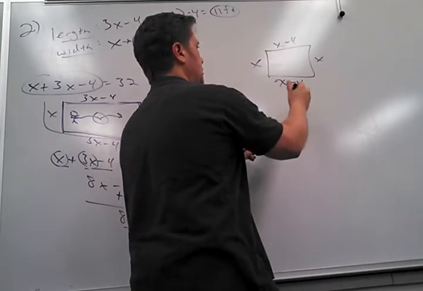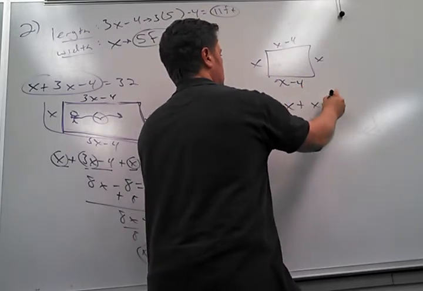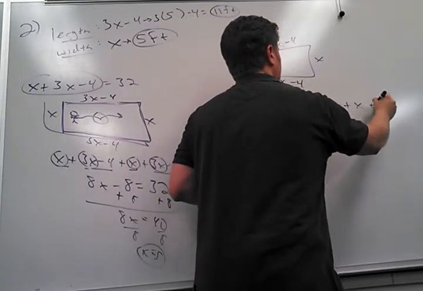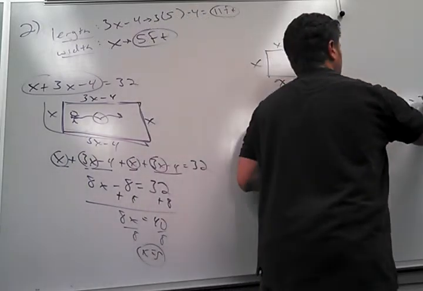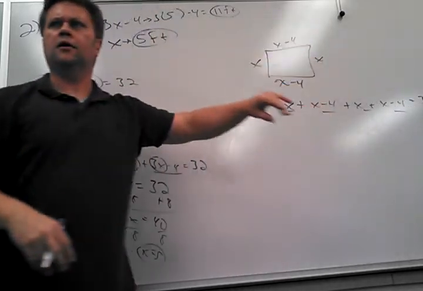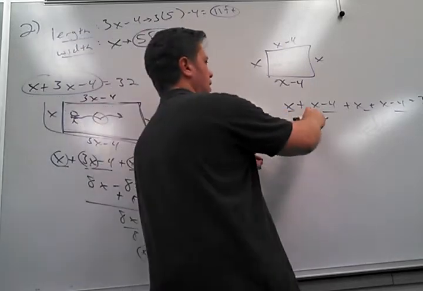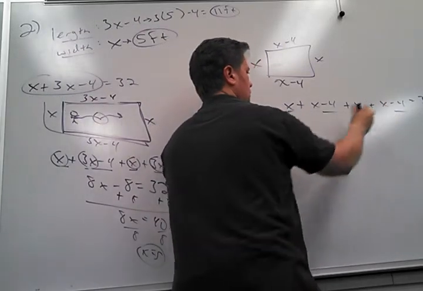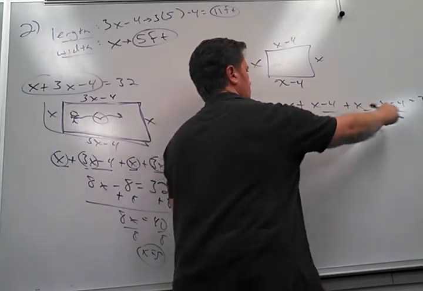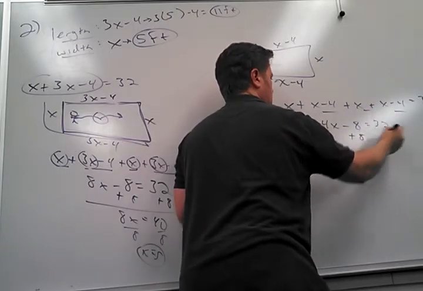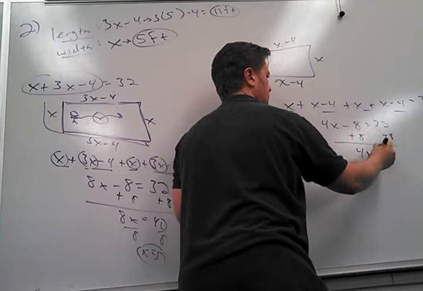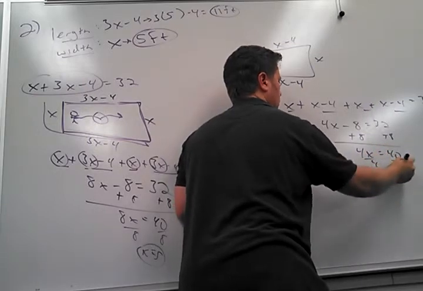So x plus x minus 4 plus x plus x minus 4. Is that cool? Just going all the way around? And that would be 32. Don't write this down, by the way. Just watch. So now, like terms, 4x minus 8 is 32. Add 8. 40. Divide by 4. x is 10.